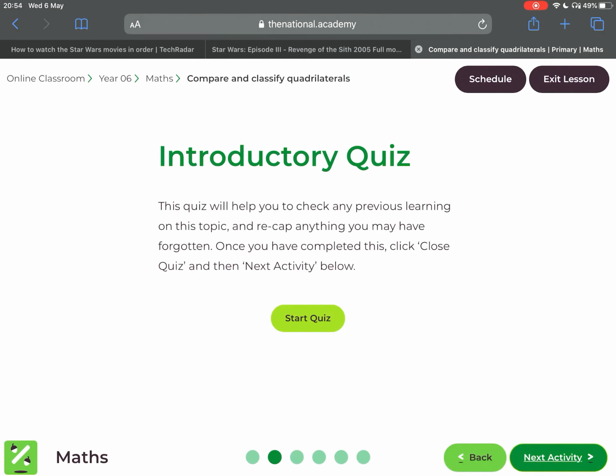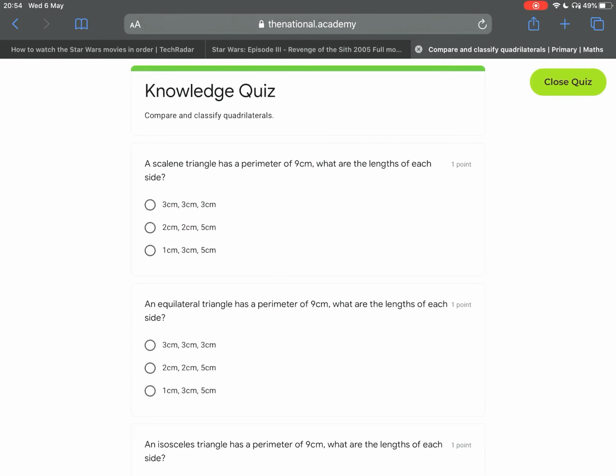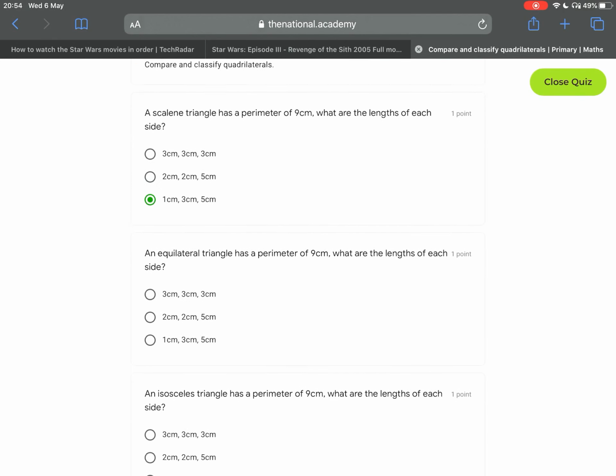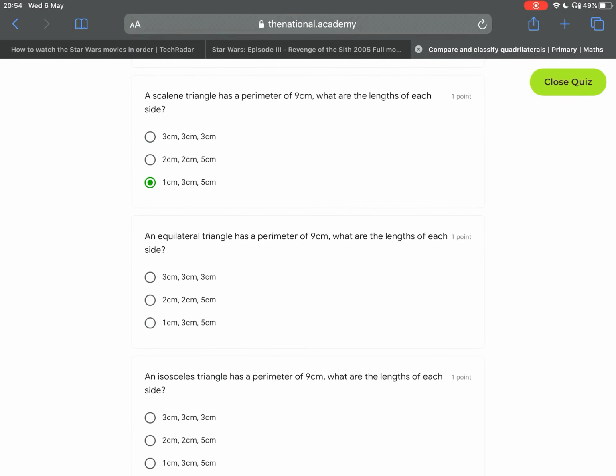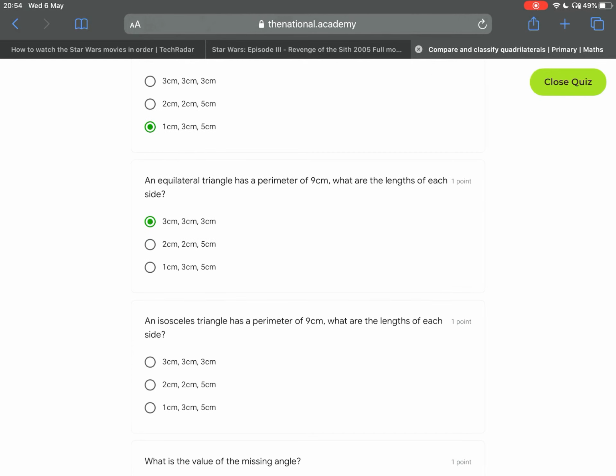So first, you're going to have an introductory quiz, of course. A scalene triangle has a perimeter of 9 centimeters. What are the lengths of each side? So here, a scalene triangle, that would be 1 centimeter, 3 centimeters, and 5 centimeters. An equilateral triangle has a perimeter of 9 centimeters. What are the lengths of each side? That would be 3 centimeters, 3 centimeters, and 3 centimeters.